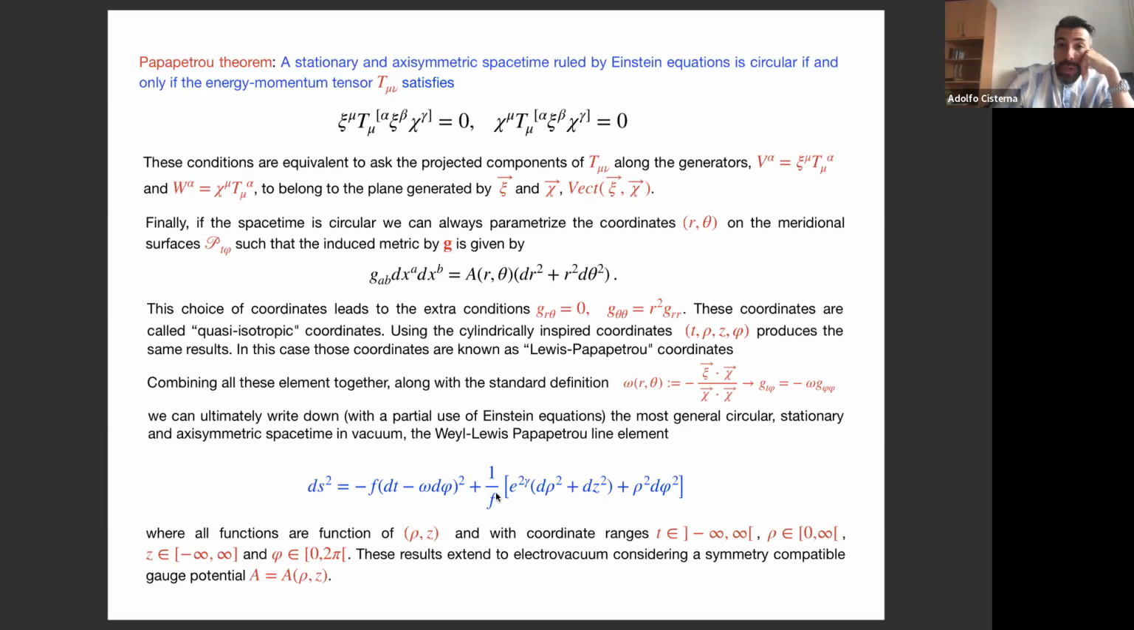So yeah, this is interesting because there is a theorem, the Papapetrou theorem, that tells you, anytime your T mu satisfies these two conditions, whether your spacetime is circular or not. As I already said, in vacuum they are always circular. If T mu is, for example, a perfect fluid, or you are in vacuum, or you have Maxwell fields that satisfy the same symmetries as the Weyl-Lewis-Papapetrou ansatz.